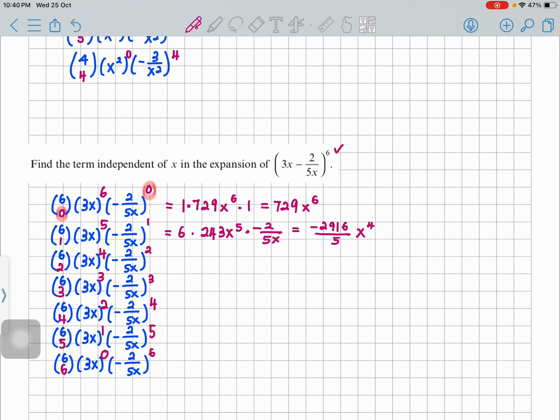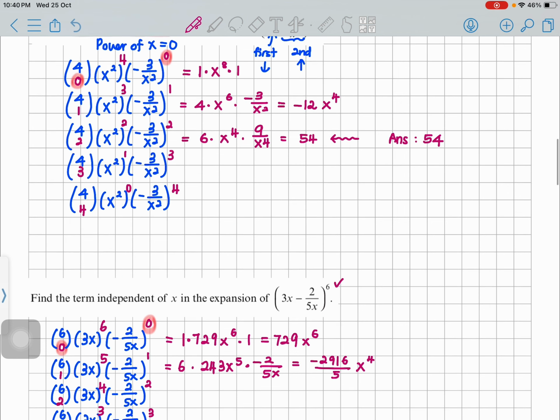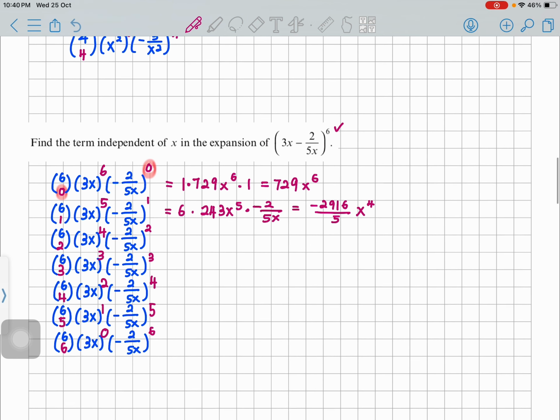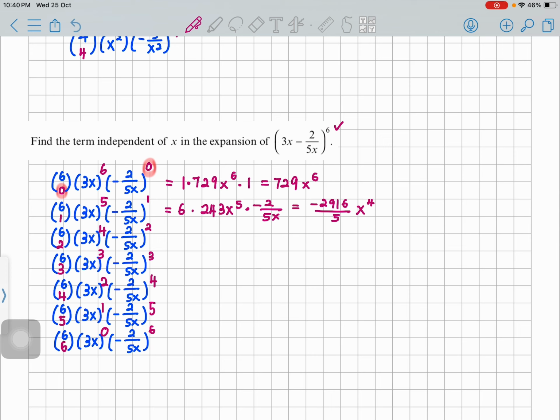So far I don't see any independent term, and the values that I'm getting are not as pretty as the previous one. Okay, at this point you have to ask yourself, is this method of expanding and finding each term and then selecting the answer a good choice? Maybe not so.